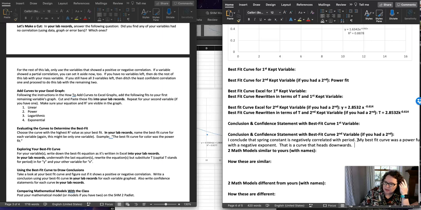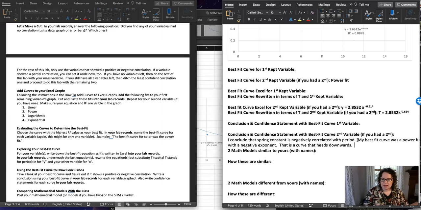So what I'd like you to do right now is write a conclusion, just a conclusion for right now, about each variable, and then talk about what the actual curve is doing. If you had a linear fit, you can talk about whether the slope is positive or negative. If you had the other fit, you want to talk about what their exponents and coefficients are. Okay, so go ahead, pause, and do that now.